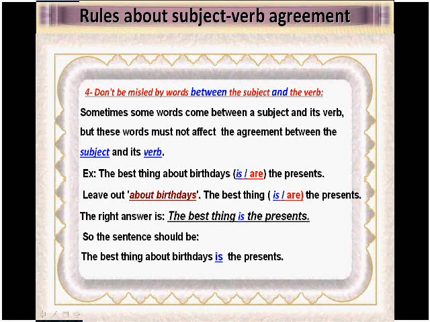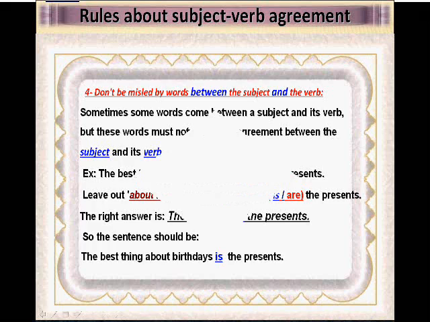So please be careful with these very important items we are talking about, and they are also, I think, sometimes confusing. So don't be misled by words between the subject and the verb. Okay? Sometimes you have, as in this case, plural words, birthdays, and you feel that I have to put are. No, the real subject is thing. We are talking about the best thing. This is the subject and not birthdays. Let's move on.